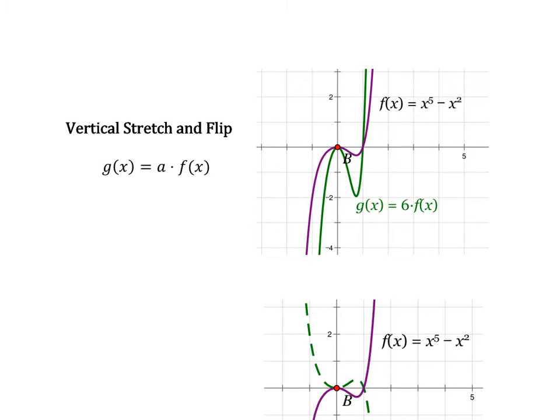Now I picked one that was a little different here just so you can see that this works in more complicated functions. Okay, so that is the blue curve right here. That's x to the 5th power minus x squared. And what happens when we take 6 times f of x? The computer that I graphed this on has taken that f of x and multiplied it by 6. Let's go ahead and compute that.